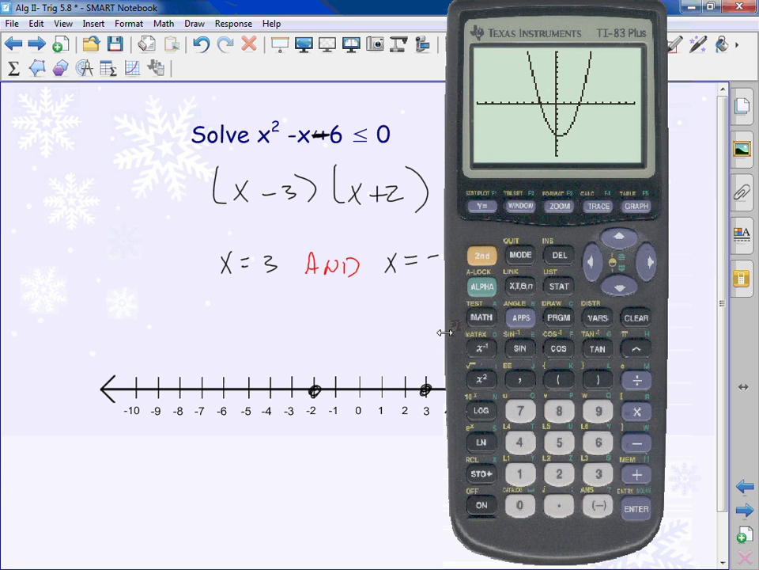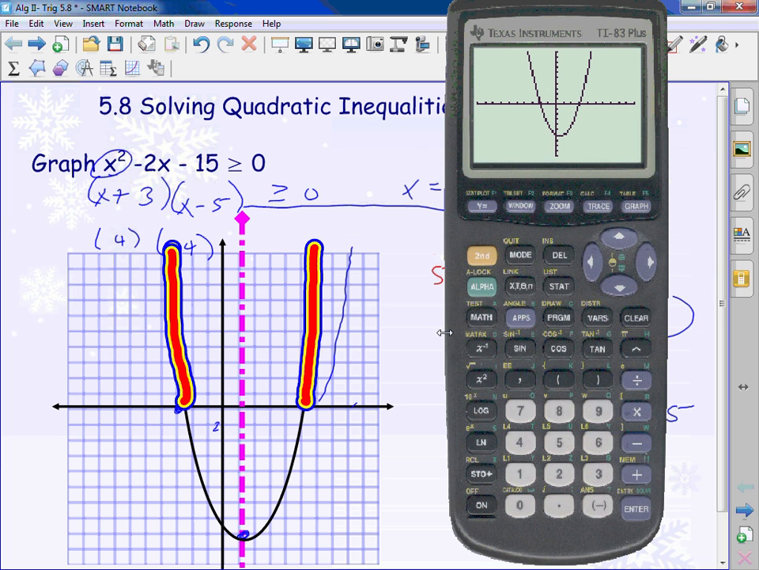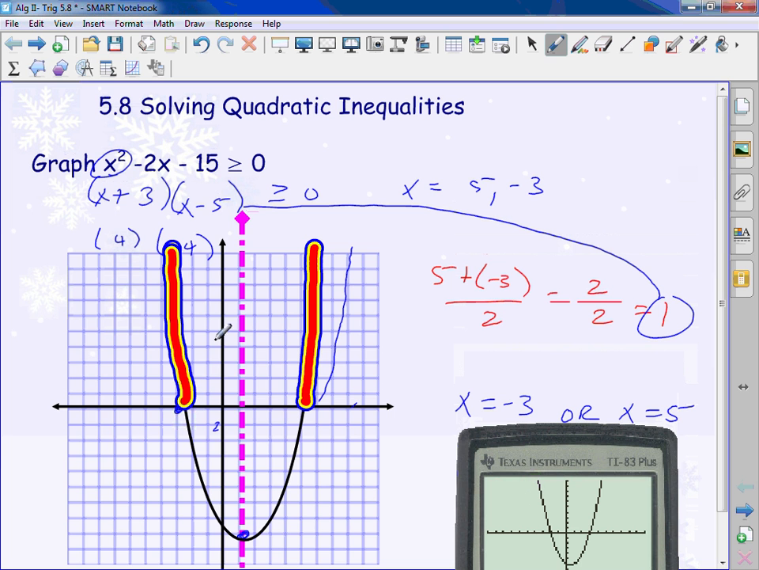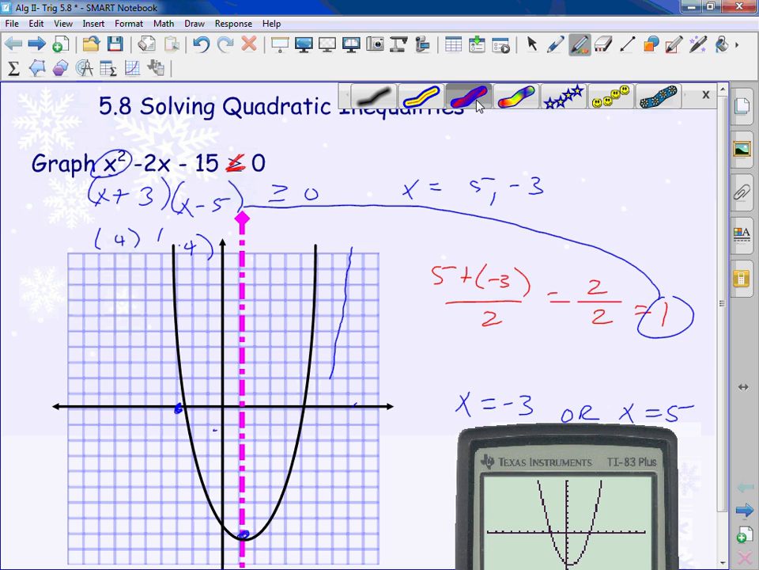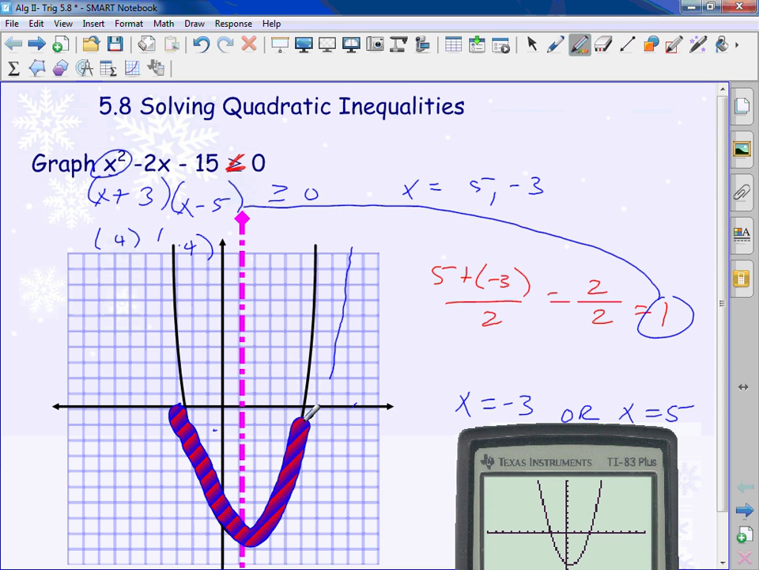How are we going to be able to tell that it's up? That's what you're going to do, is you're going to use the calculator to help you, or look for something that happens. The first one, this was greater than or equal to 0. If this is greater than or equal to 0, it looked like this, right? Now, if I made this less than or equal to 0, I'll erase.